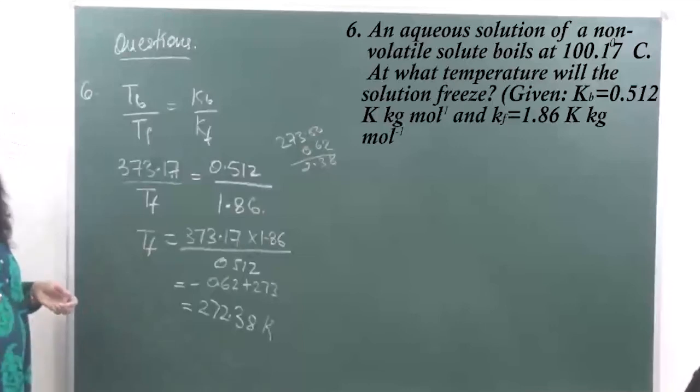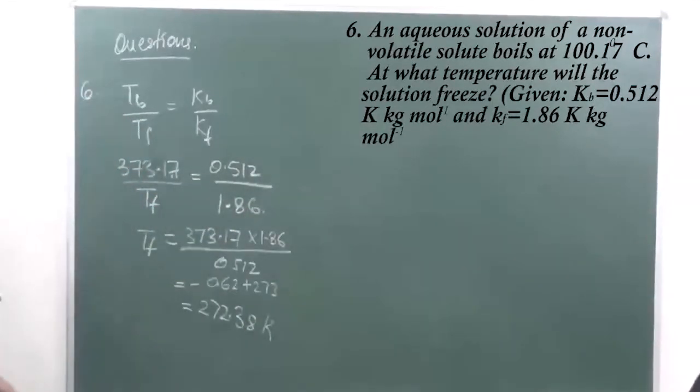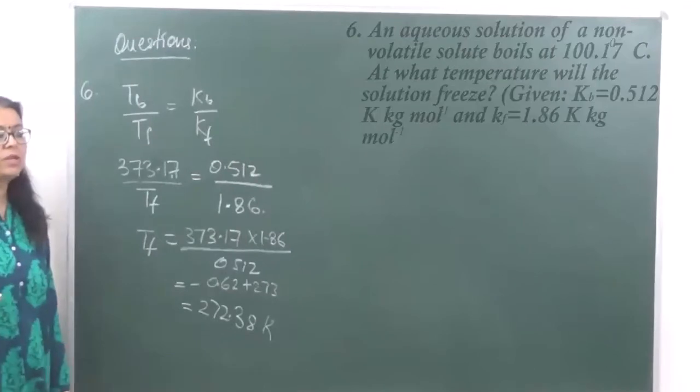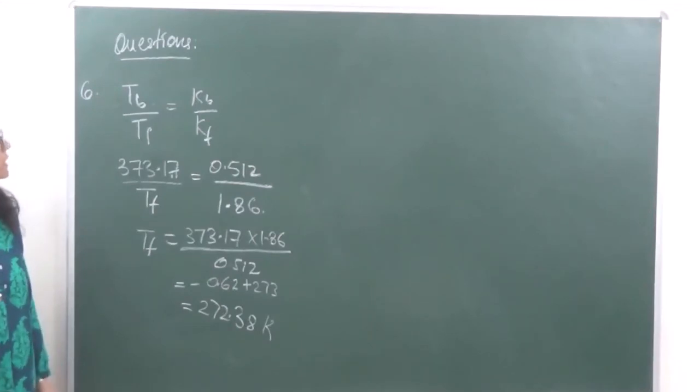So there is a depression in freezing point, na? Is it clear? Otherwise, what is the freezing point of water? 273.15. So over here, it is coming to 272.38 Kelvin. So you can calculate in this manner also. Right? So let's go on to the next question.